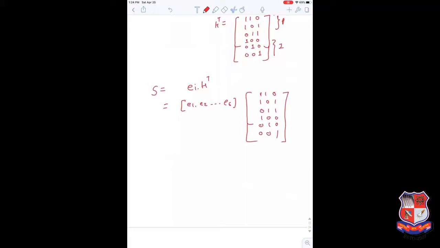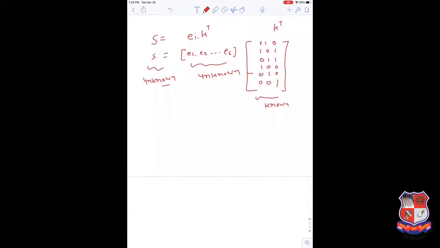So we need to solve this, but the problem here is this is known only because it is stored at the receiver, so this is known, but this is unknown, and at the same time this is also unknown. So what we can do here is go with a trial and error method, or we will try to solve this equation in a way in which we are totally unaware about the syndrome value S and the error vector E.